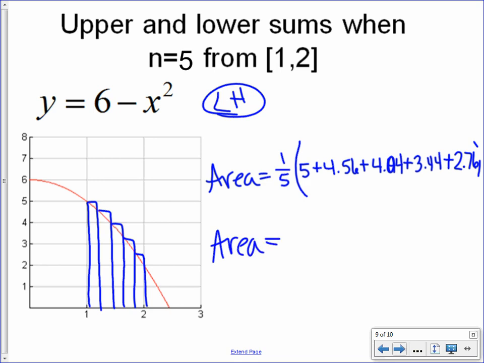So put down your calculators. I'll just tell you that this is 3.96. And that better be more than your lower sum, right?